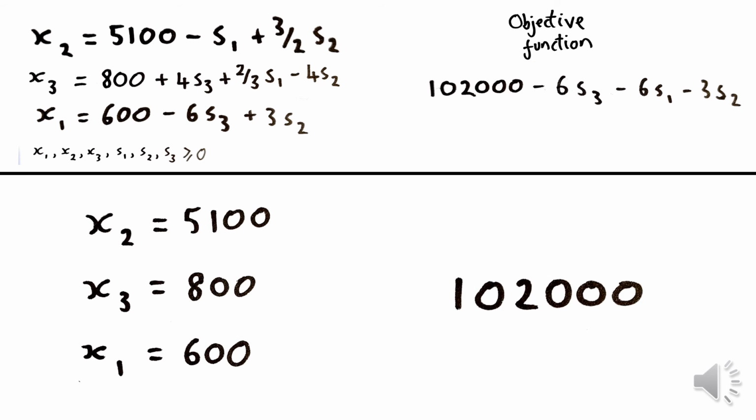We can now see that the maximum value of the objective function is 102,000. That's our profit. In order to reach that maximum, we have to set x2, the number of dog ornaments, to be 5,100, x3, the number of puzzle ornaments, to be 800, and x1, the number of canoe ornaments, to be 600.